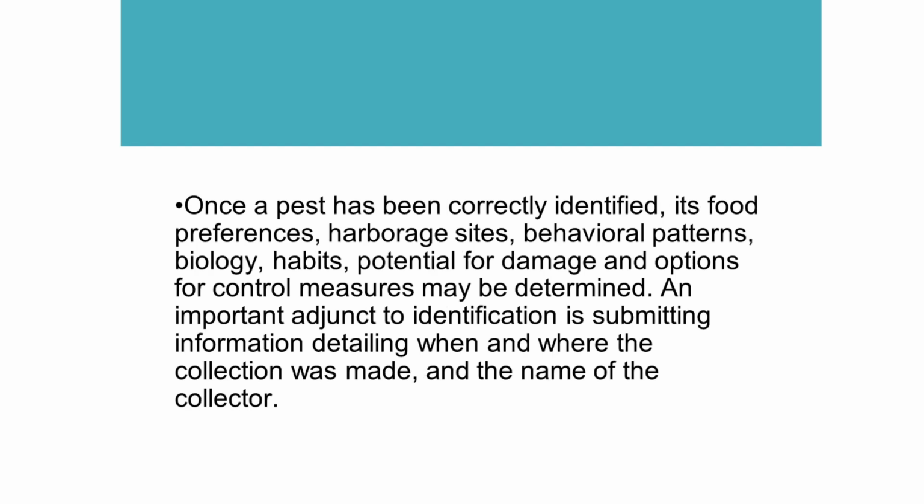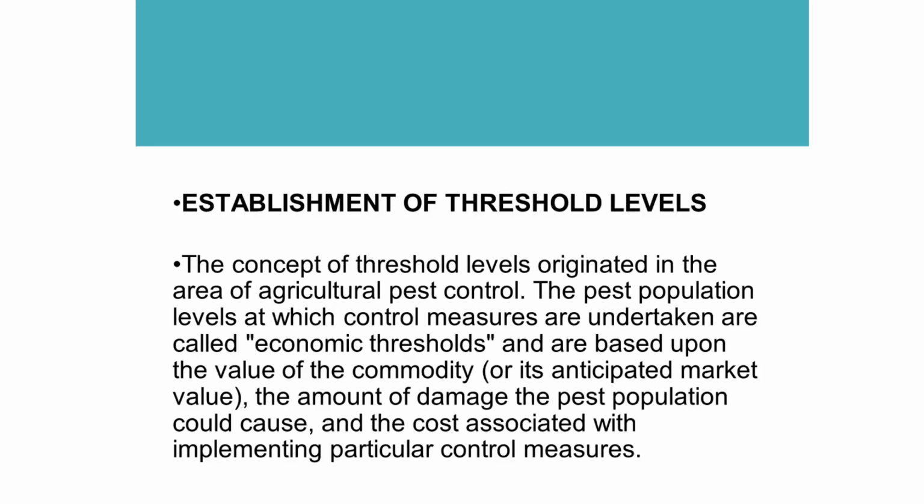Once a pest has been correctly identified, its food preferences, harborage sites, behavioral patterns, biology, habits, potential for damage, and options for control measures may be determined. An important adjunct to identification is submitting information detailing when and where the collection was made and the name of the collector.